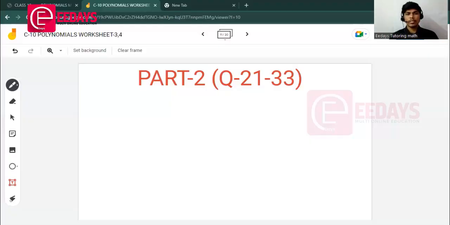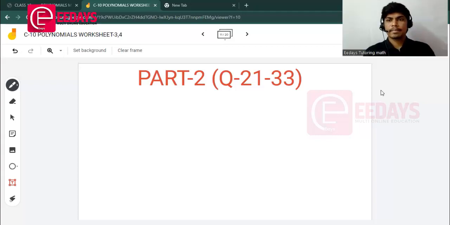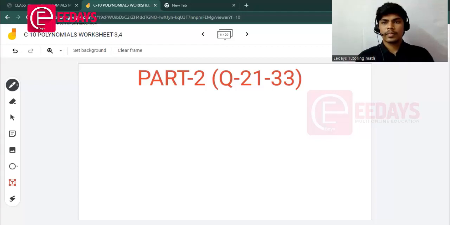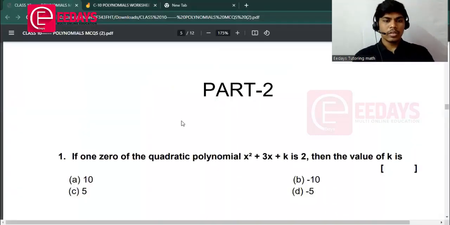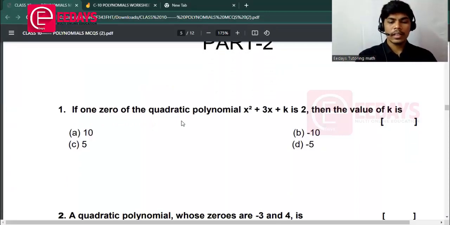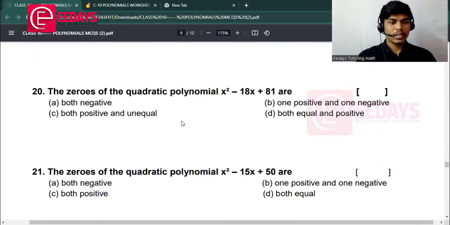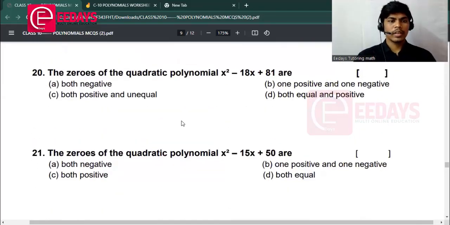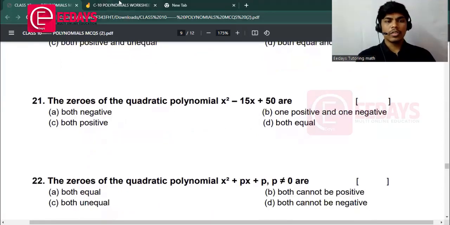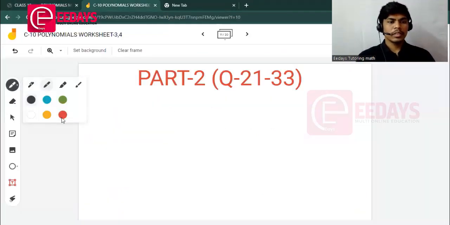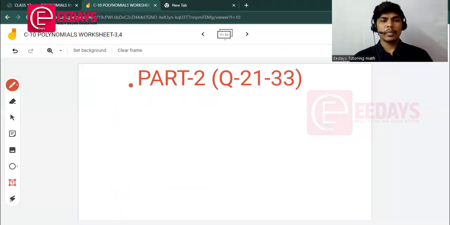Part 2, from question number 21 to question number 33. We discussed till question number 20 in the previous session. Now the 21st question: zeros of the quadratic polynomial x square minus 15x plus 50. Let us solve this sum by the splitting middle term process.